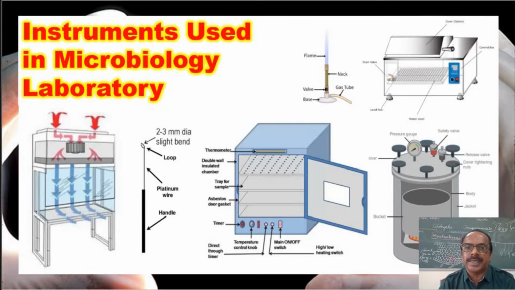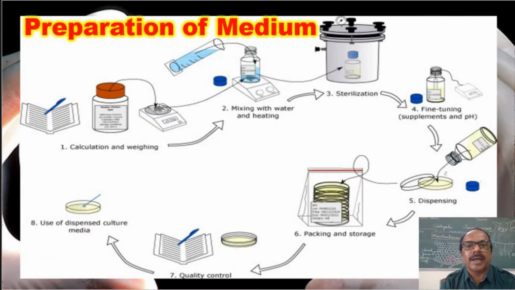You require a spirit lamp, and an autoclave is required for preparing the medium. You require an incubator to grow bacteria under particular temperature. You require an oven. You require laminar airflow or inoculation chamber for transferring the culture from one to the other. And most importantly, you require an inoculation loop, and with the help of this inoculation loop only, all the transfers are done under laminar airflow.